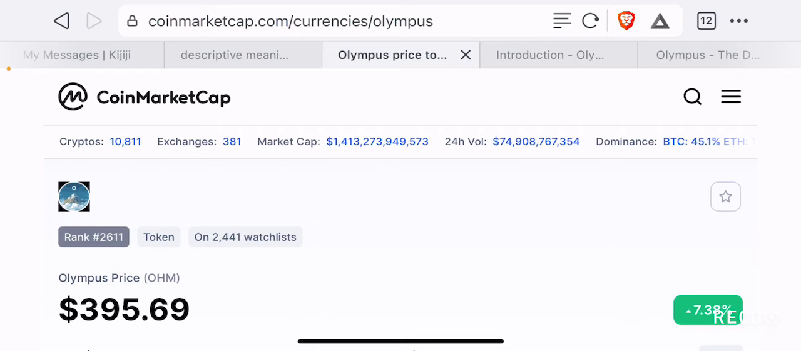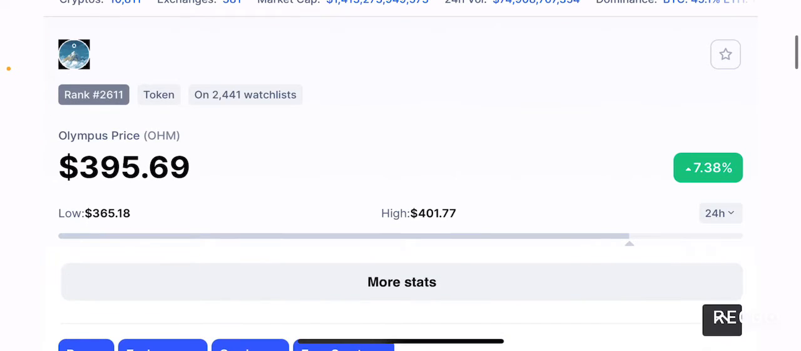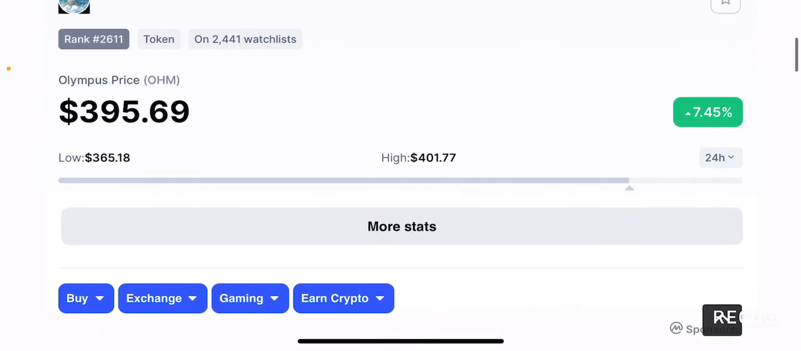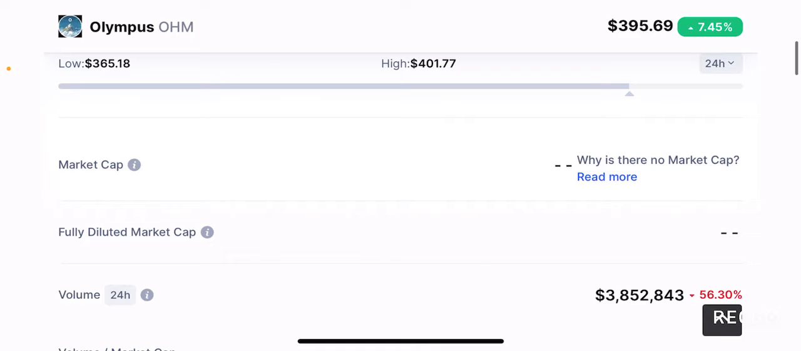So going back to the CoinMarketCap page for the Olympus token, this token is currently ranked 2611th by market cap on CoinMarketCap, with a current trading price of $395.69. Again, the price may seem too high, but if you look at the tokenomics, you will understand why the price is high, and also the market cap, right? And it recently had a 7.45% increase in price within the past 24 hours, right? So it has been a very volatile token.